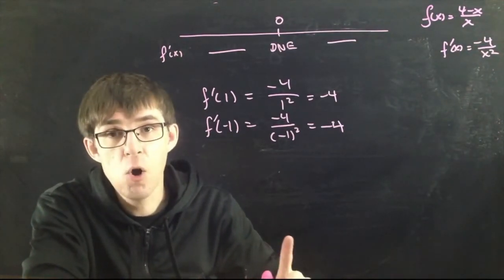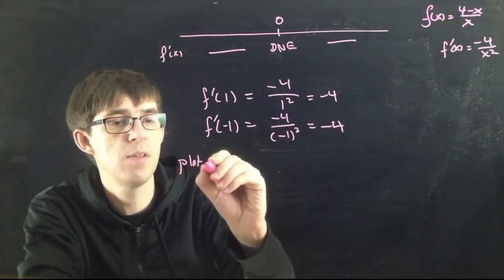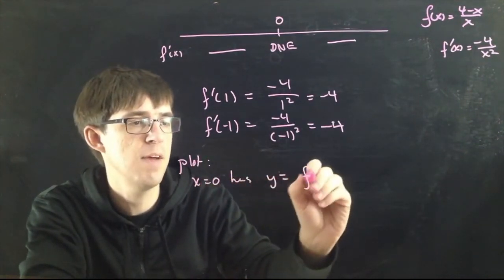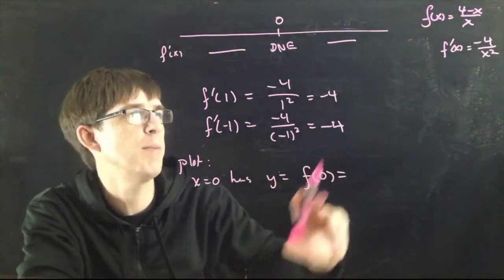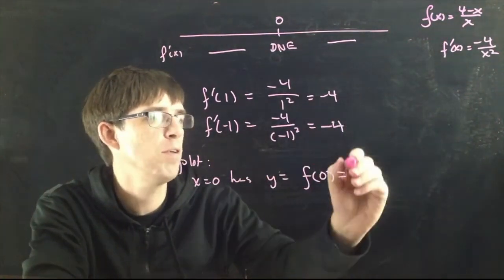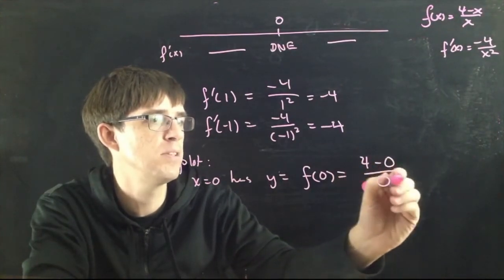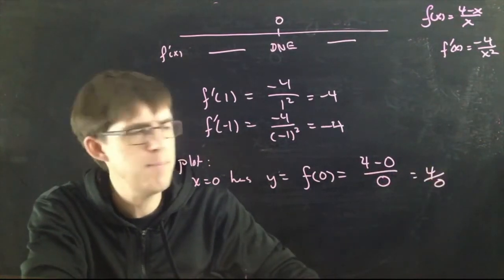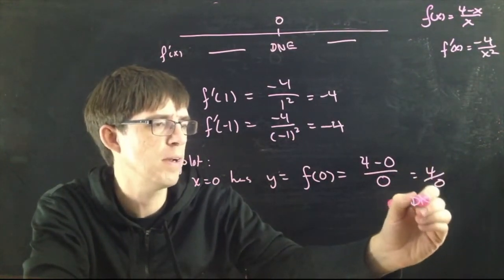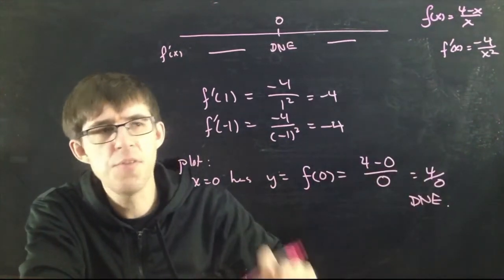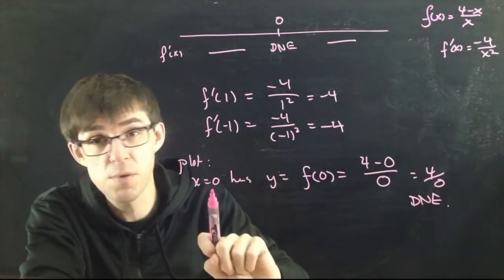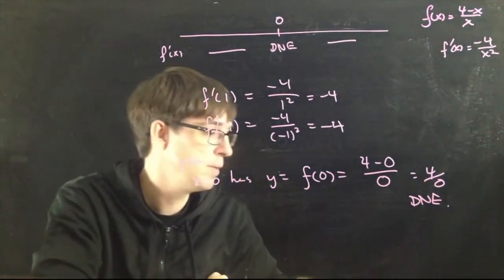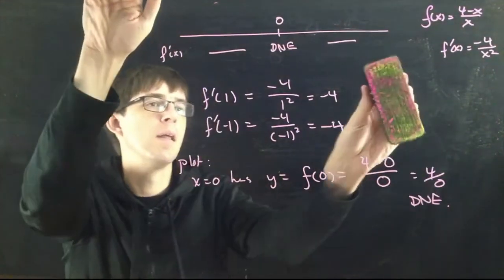Let's plot all the critical numbers. So I'm going to find the y values. X equals 0 has y equals f of 0, which is, I go back to my original formula, f of 0. 4 minus 0 divided by 0, which is 4 divided by 0. What does that mean? This is a DNE, right? So actually, this x value is a critical number, but it doesn't even have a y value at that point. All right. Let's see if we can graph this thing.